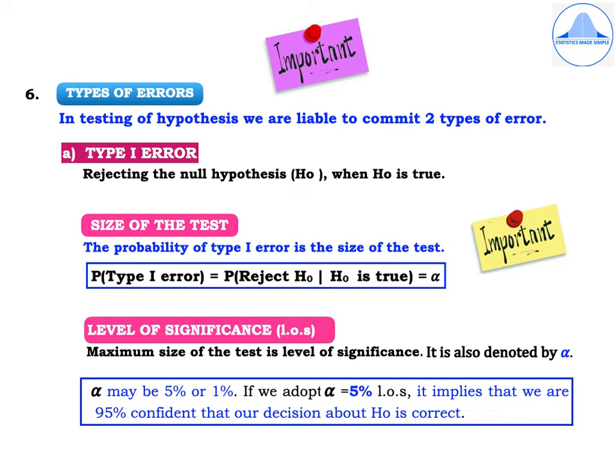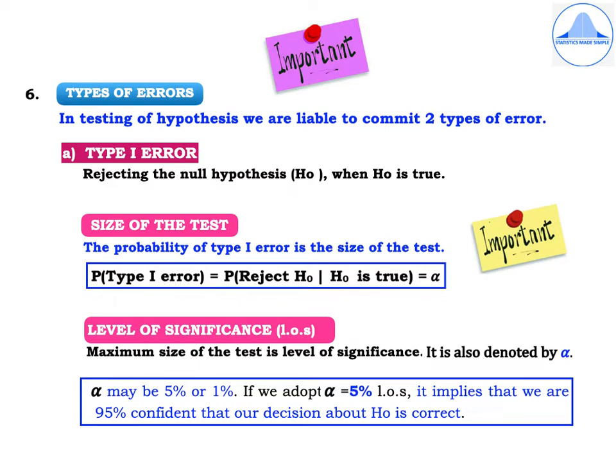Let us now learn the sixth definition, which is called the types of errors. In testing of hypothesis, one is liable to commit two types of errors. The first one is called the type 1 error and is defined as rejecting the null hypothesis H0 when H0 is true.